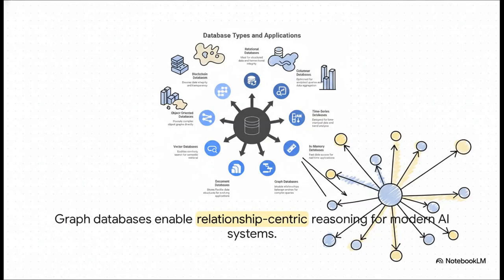And this visual just nails where they fit into the bigger picture. You've got your relational databases for transactions, your document databases for flexible data, but graph databases are purpose-built for what we call relationship-centric reasoning. They make the links, the connections between people, products, you name it, first-class citizens. And that is absolutely crucial for modern AI and intelligent systems.